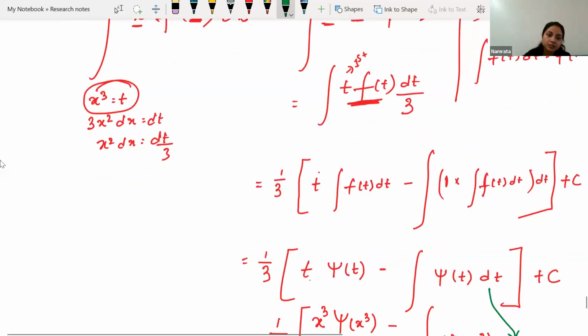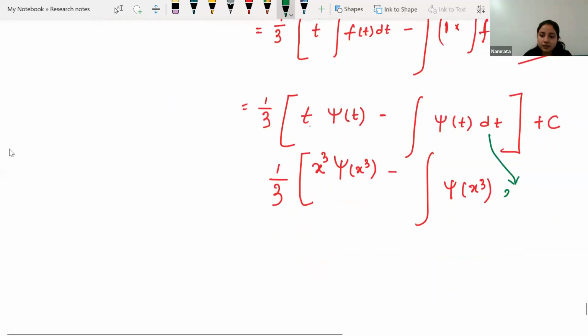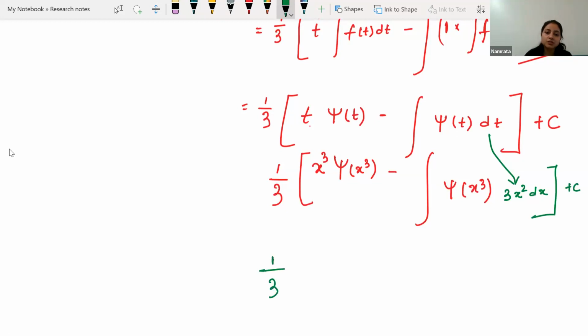So yes, that is possible. Can you see, dt is 3x square dx. Let's write it. Dt is 3x square dx. Let's see, again we will be matching with the options given.